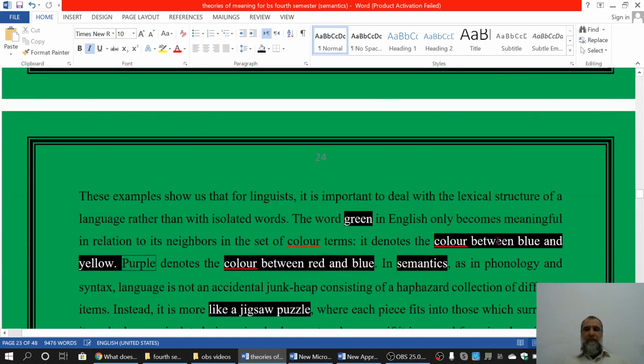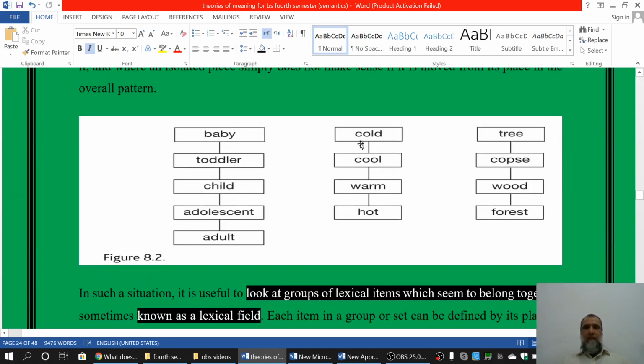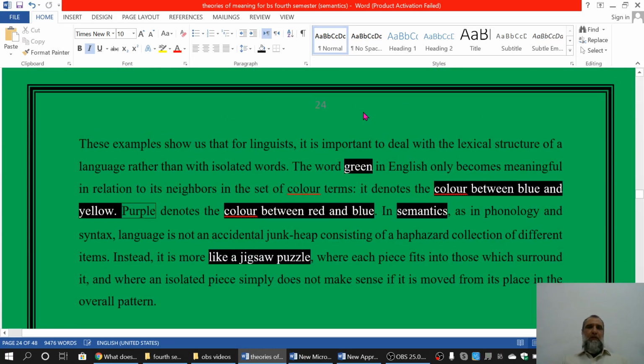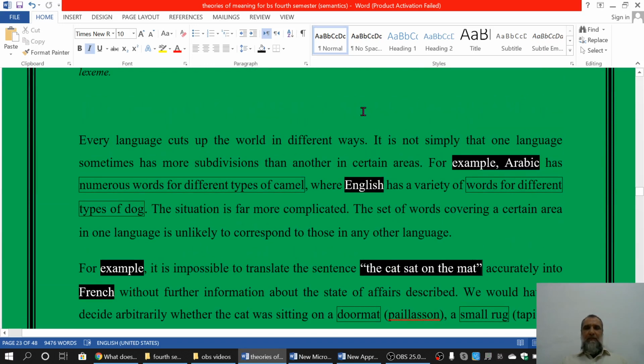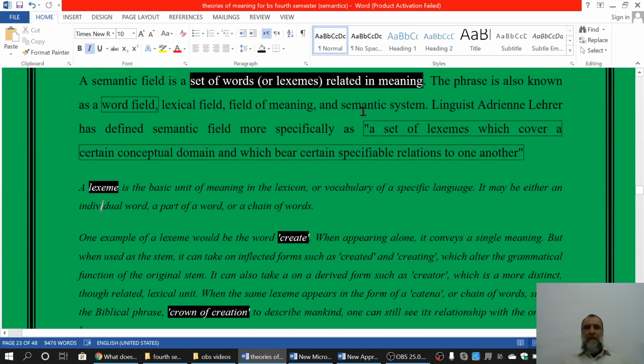So you see the relationship between these words, among these words. Cold, cool, warm, and hot, all of them refer to temperature. So there is that relationship of meaning among these words. This is called certain specifiable relation to one another.